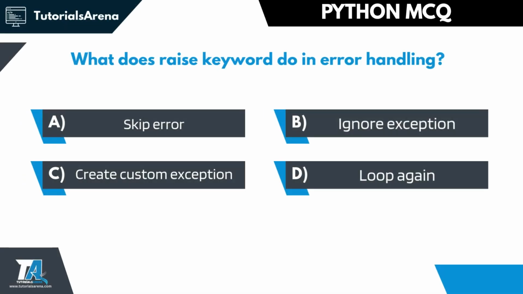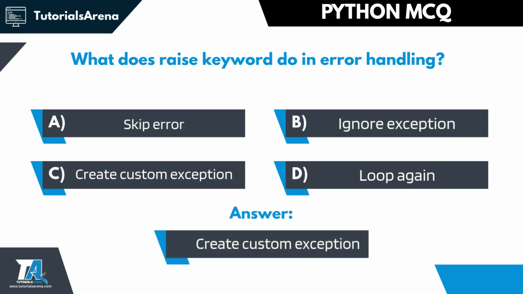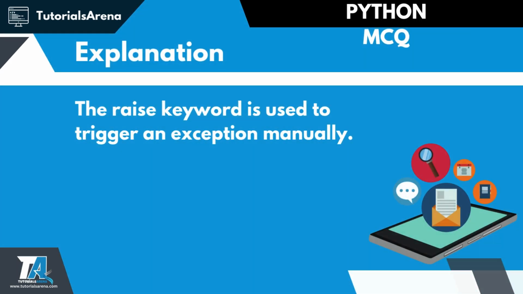What does the raise keyword do in error handling? The correct option is option C, create custom exception. The raise keyword is used to trigger an exception manually.